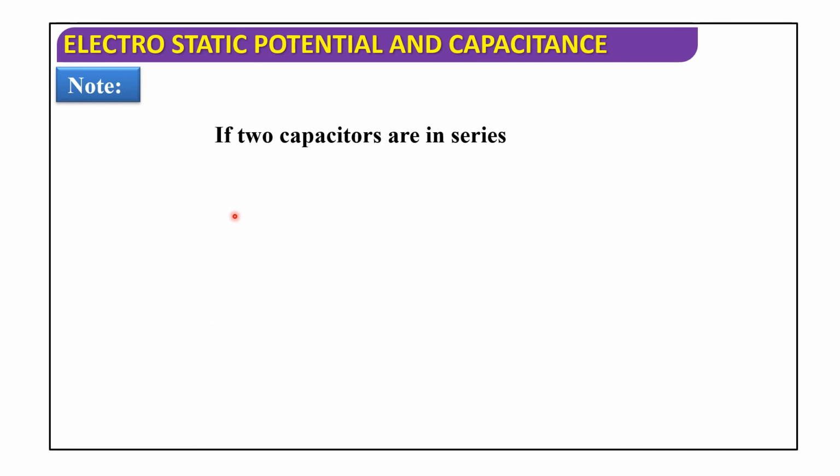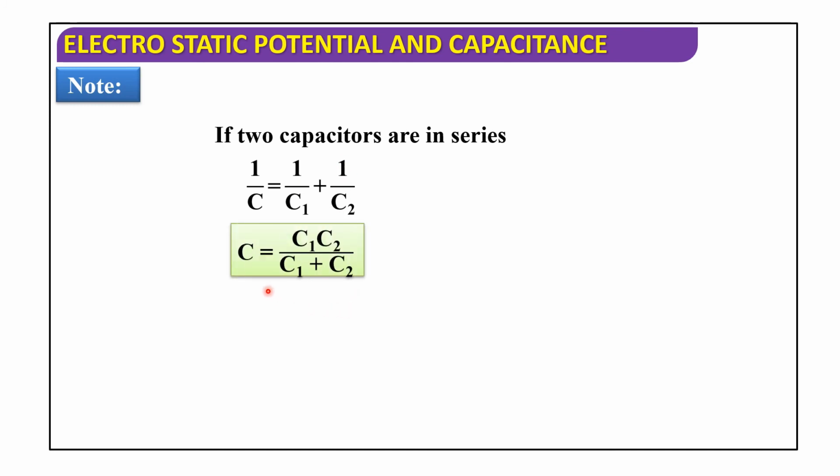Note, if two capacitors are in series, 1 by C is equal to 1 by C1 plus 1 by C2. Then you can write it as C is equal to C1 C2 by C1 plus C2.